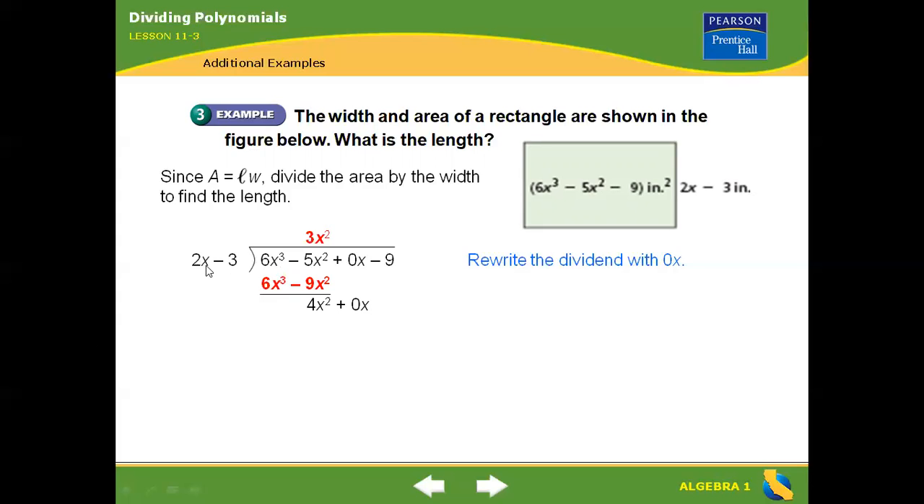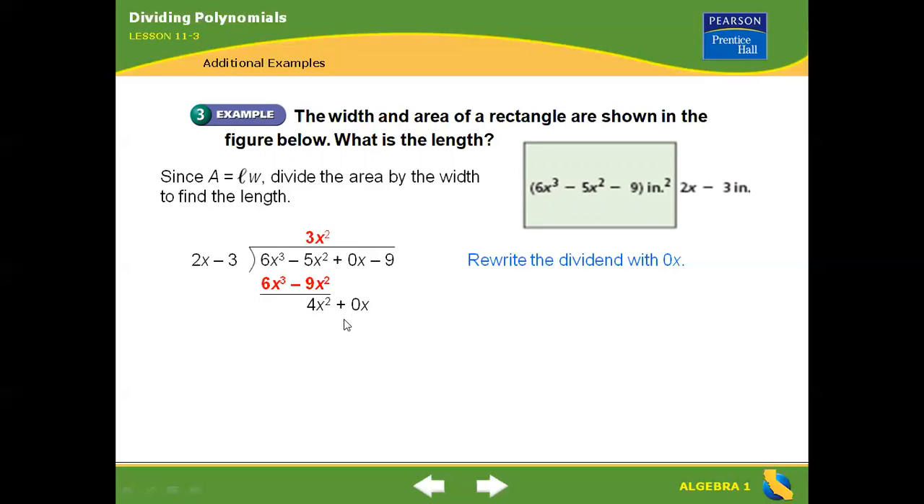6x cubed divided by 2x, that is 3x squared. Then align the quotient with the same degree, so that is above 5x squared. So you will have your 3x squared, and then multiply this with your divisor. 3x squared times 2x, that is 6x cubed. 3x squared times negative 3, that is negative 9x squared. And then subtract. 6x cubed minus 6x cubed, that is 0. Negative 5x squared minus the negative 9x squared, this will change to positive, and that is 4x squared. Bring down the remaining here.